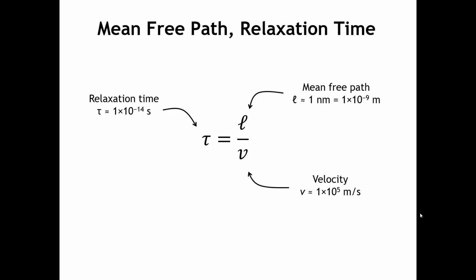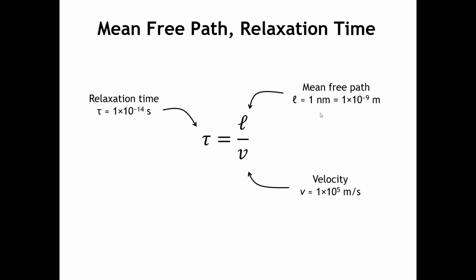If we divide that by the velocity, then we can come up with the relaxation time, which is the length of time between collisions. We just came up on the last slide with some estimate of the velocity of the electrons, 100,000 meters per second. Well, the mean free path, I don't know. We can make a guess at this.